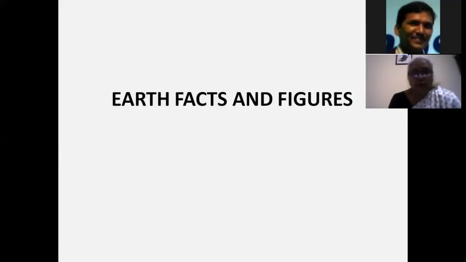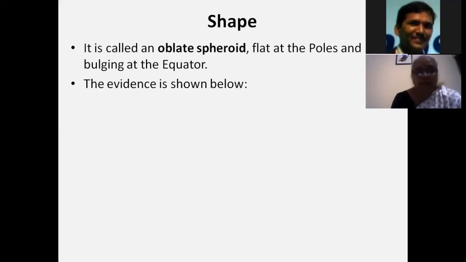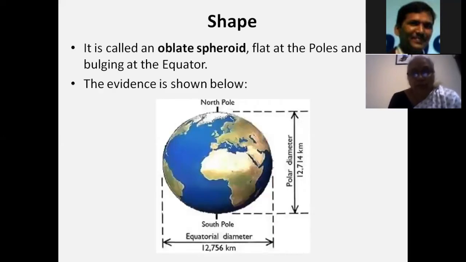So today we are going to study general geography concerning earth facts and figures. We are going to look at the shape of the earth and the size. Looking at the shape, the actual shape of the earth is called an oblate spheroid because it is flat at the poles and bulging at the equator, and the evidence is shown below.